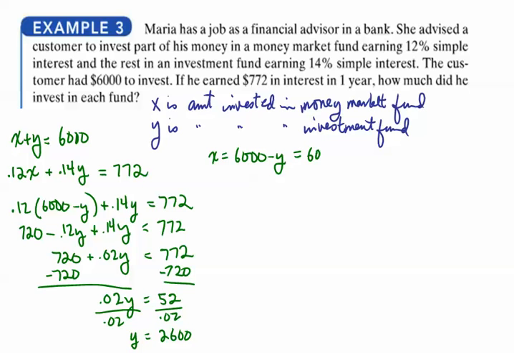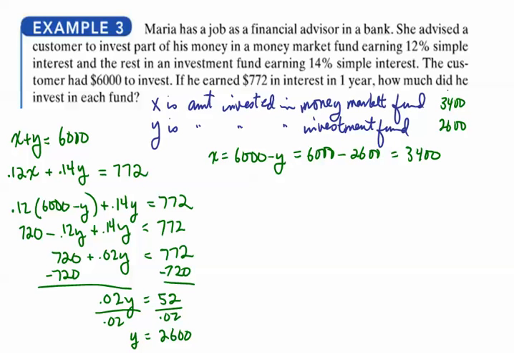X is 6,000 minus y, which was 2,600, and that would give us an x value of $3,400. So 3,400 plus 2,600. So again, x is the first, 3,400. Y is the second, 2,600. Together they add up to 6,000.